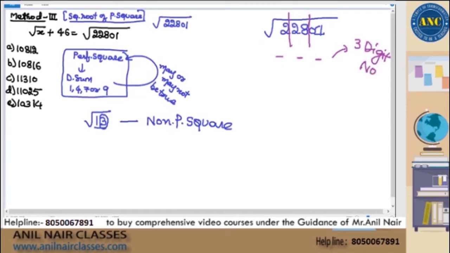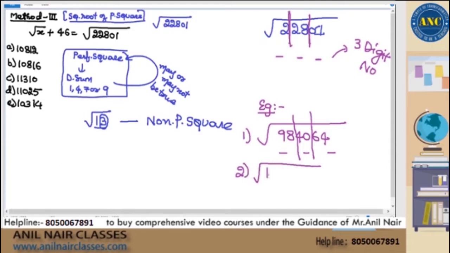22801, because it is a square root, keep a slash after 2 digits. 2 digits, 2 digits. How many groups of 2 digits did we get? 3. The answer will be a 3-digit number. For example, if the question is 984064, keep a slash after 2 digits. The answer will be 3 digits.